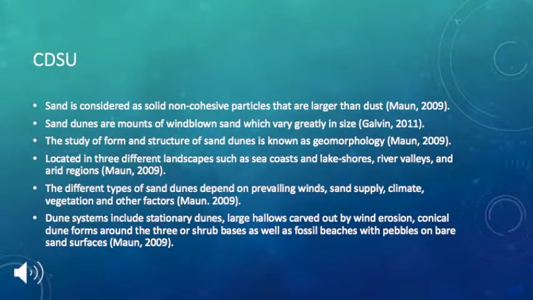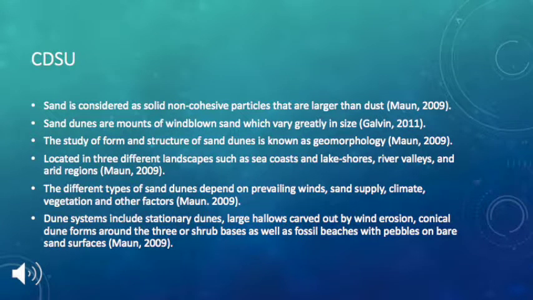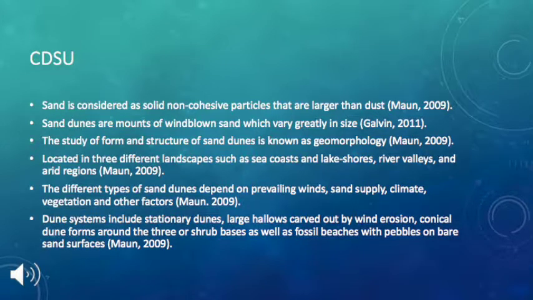Sand dunes are mounds of wind-blown sand which vary greatly in size, from less than 1 metre to tens of metres in height. The sand dune's size depends upon the supply of sand. The study of the form and structure of sand dunes is known as geomorphology. It is known that sand dunes are located in 3 different landscapes, which include sea coasts and lake shores, river valleys, as well as arid regions.